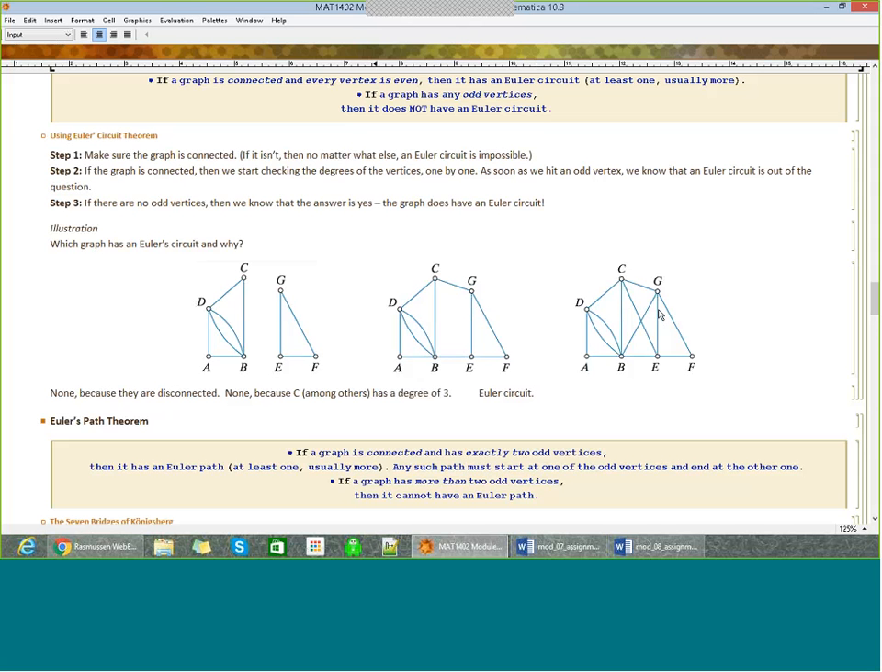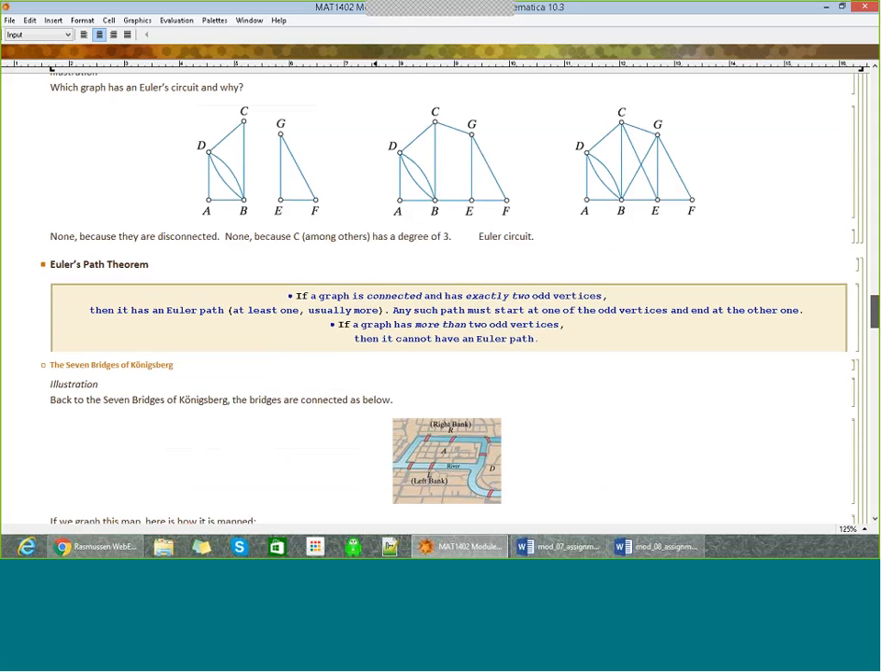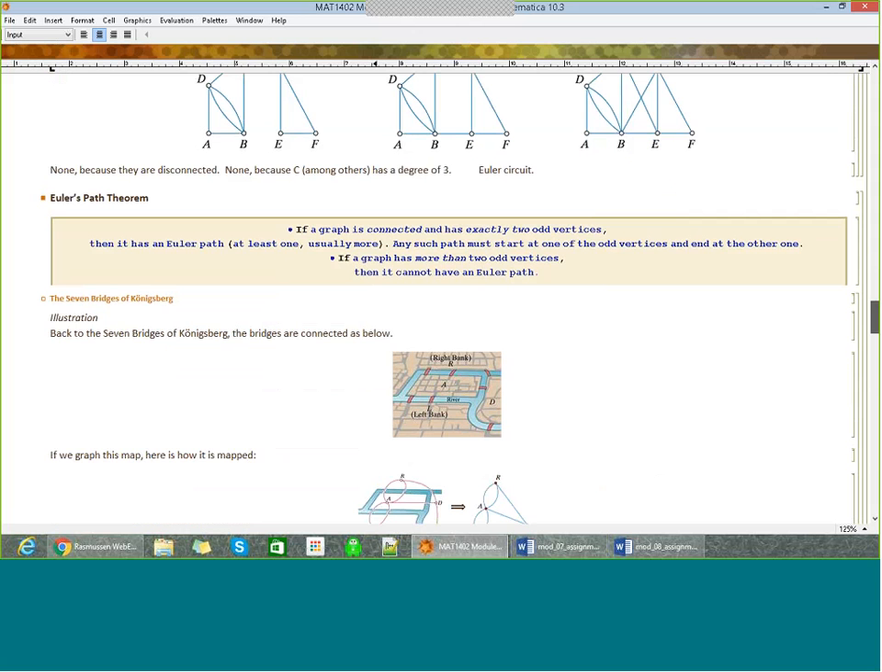Do you have any questions there? Okay, pretty easy. You have to be able to identify an Euler circuit. Same thing with the path. This says if the graph is connected and has exactly 2 odd vertices, then it has an Euler path. If it has more than two odd vertices, then it's not an Euler path. So pretty simple one. It has to be exactly two odd vertices in order to be an Euler path.